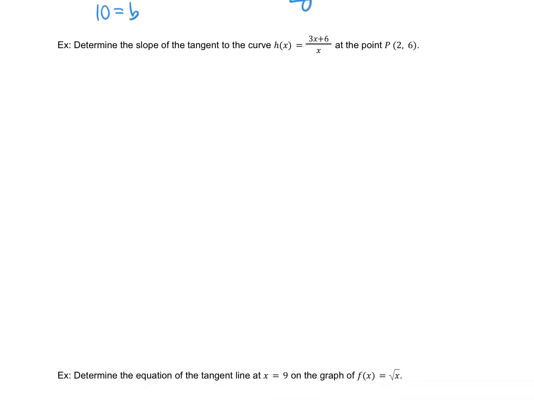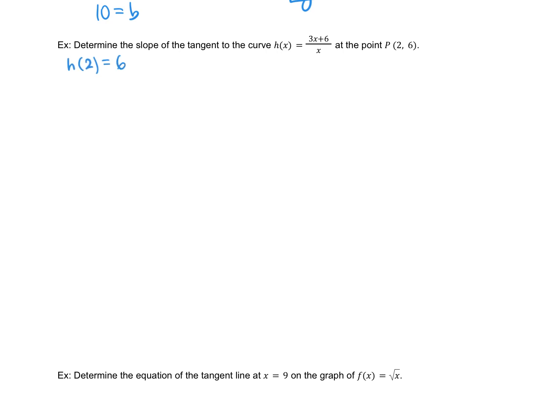Let's move on to a different type of function. Let's determine the slope of the tangent to the curve h of x equals (3x plus 6) over x, so a rational function, at the point P (2, 6). Now, if it bothers you that our function is h of x and h is the horizontal distance, we can always use a different variable for h and do the limit as, let's say, a approaches 0, or d for distance approaches 0. So we can try that for this one because it really doesn't matter what variable we use for that horizontal distance. So I'm going to start with h at 2.